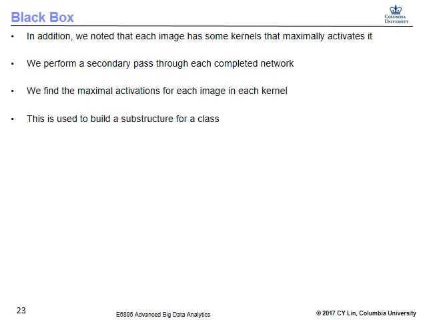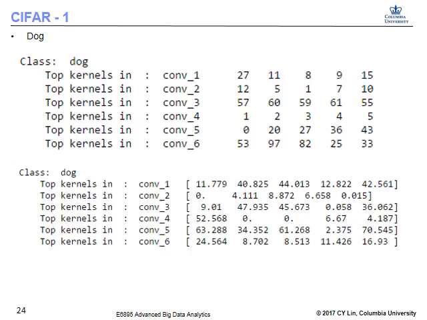Now we noted that each image has a kernel that maximizes it. So when an image goes through, some kernels will maximally activate and others won't. And it would be useful to figure out which kernels do activate for an image in order to perhaps build a substructure. So in the CIFAR, we list this information. We find that for the dog class, on average, the top kernels in convolutional layer 1 are, for example, kernel 27, 11, 8, 9, and 15, etc. And so it goes with the other kernels, other layers. So we wonder if we can combine this information to create a minified network.